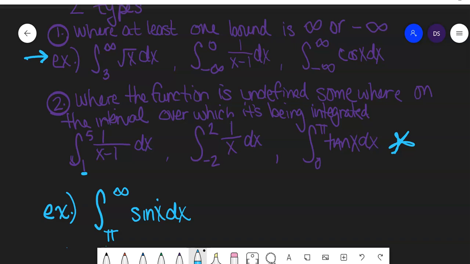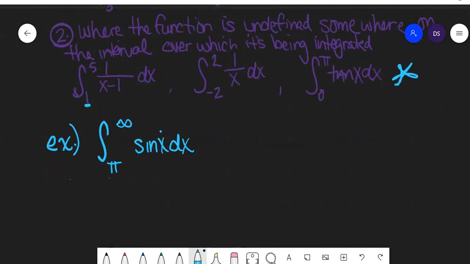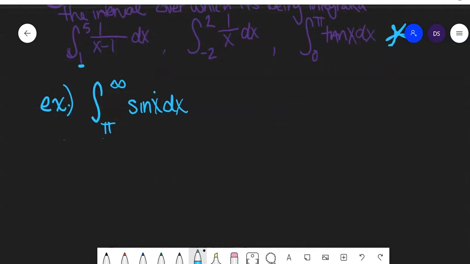So let's take a look at the first type. And remember, you can pause this video if I'm going too fast. So we're going to integrate from pi to infinity sine x dx. So this is the first type of improper integral where one of the bounds is an infinity. So the first thing we're going to do is leave a little bit of space in front of the integral symbol, okay? We're going to integrate from pi to a. So we're going to replace the infinity with a letter, any letter that you want.